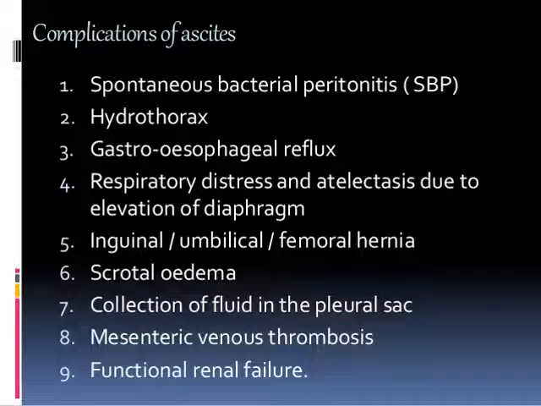What are the complications of ascites? Ascitic fluid in the peritoneal cavity is liable to spontaneous bacterial peritonitis. The patient is liable to hydrothorax, especially on the right side, right pleural effusion. Also associated with abdominal ascites: gastroesophageal reflux, respiratory distress and atelectasis due to elevation of the diaphragm, inguinal, umbilical or femoral hernias, scrotal edema, collection of fluid in the pleural sac, mesenteric venous thrombosis, and functional renal failure, what is called hepatorenal.